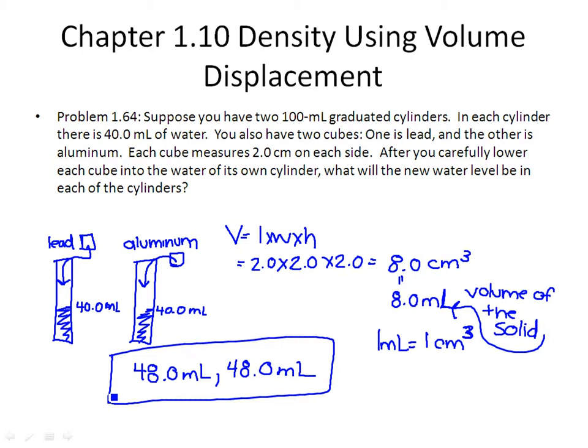You find the volume by taking length times width times height. You get 8. This is the volume of the solid, so when you drop the solid into the graduated cylinder, the aluminum or the lead, the water level is going to rise by that amount of volume. So both your lead and aluminum would have the same volume. The new water level would be 48.0 milliliters for both. And this concludes problem 1.64.